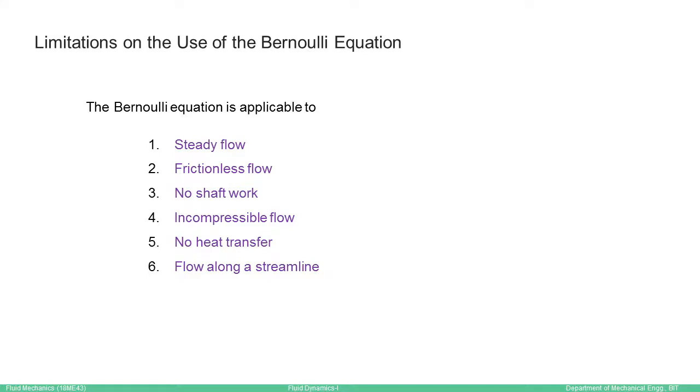The last part of this session is to discuss limitations of the use of Bernoulli's equation. We have made many assumptions here. To list a few, the Bernoulli's equation we have just derived is applicable only for steady flow, frictionless flow, that is inviscid flow, and there should not be any shaft work, and rho should be constant, and there should be no heat transfer from or to the system. And also this is applicable for flow along a streamline. But let us discuss this in detail. I want to have a detailed discussion on this, so let us go with this.